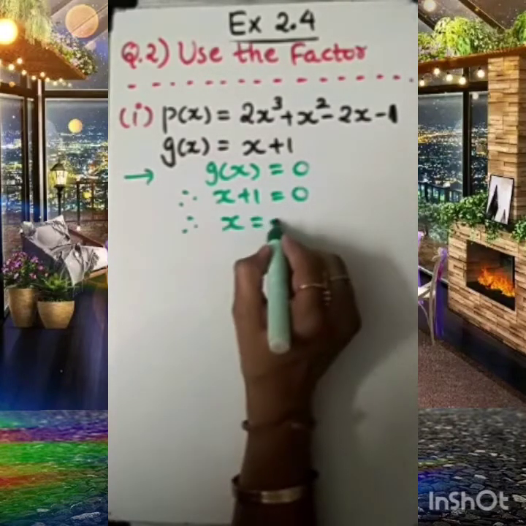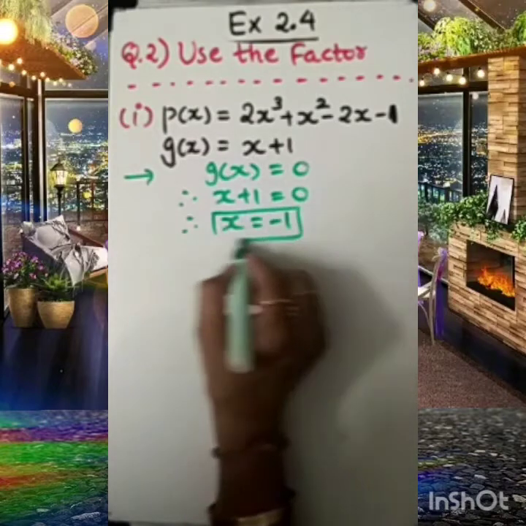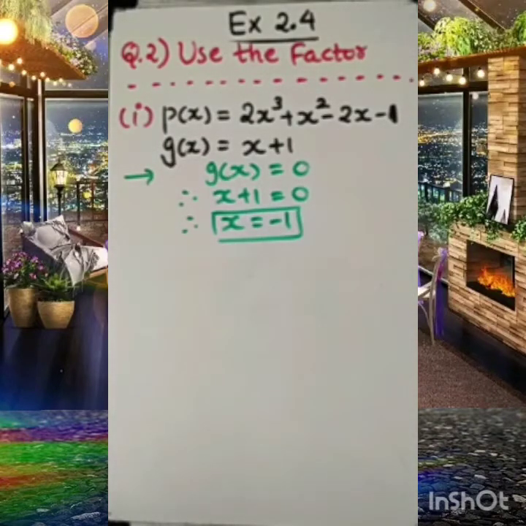Therefore, x equal to minus 1. Here, g(x) equal to 0, x plus 1 equal to 0. So, x equal to minus 1. Okay, so let's work out upon that.